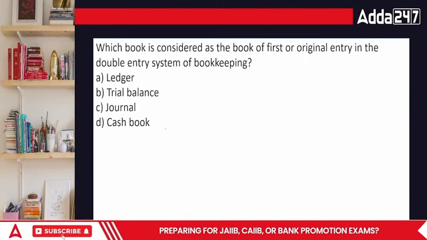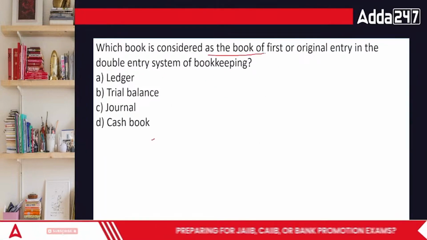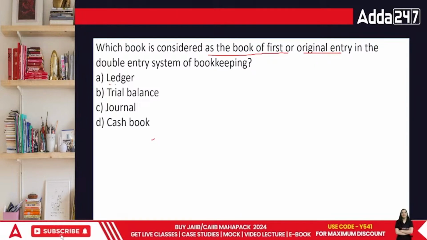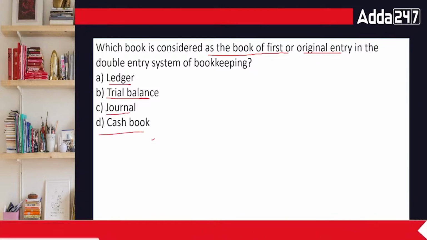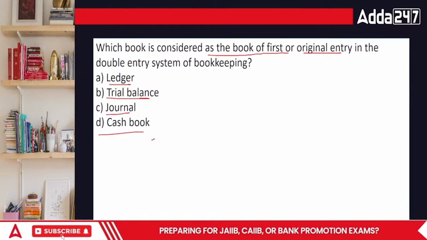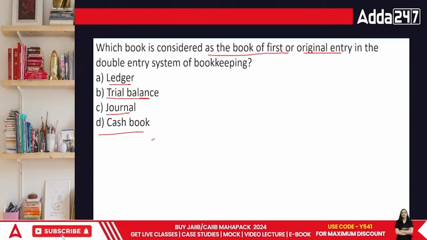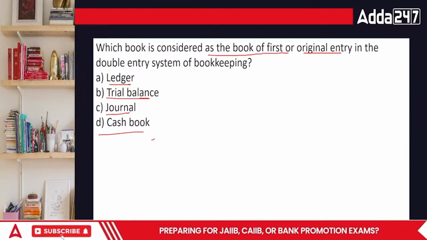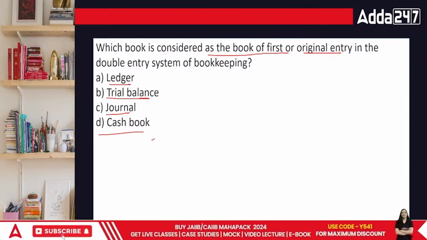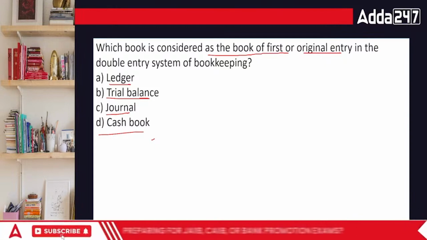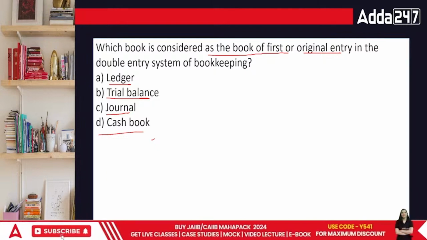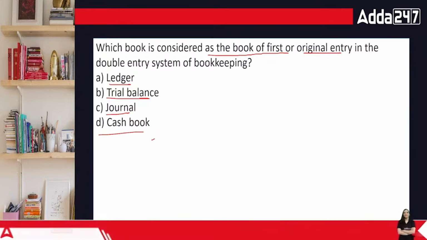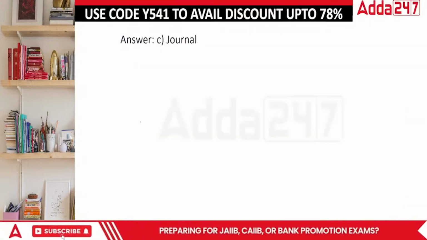Next point, which book is considered as the book of first or original entry? Ledger, trial balance, journal, or cash book? From where this particular area originates, everyone? What's the answer? When we talk about booking of original or first entry, it is always journal. Let's go ahead. Answer is journal.